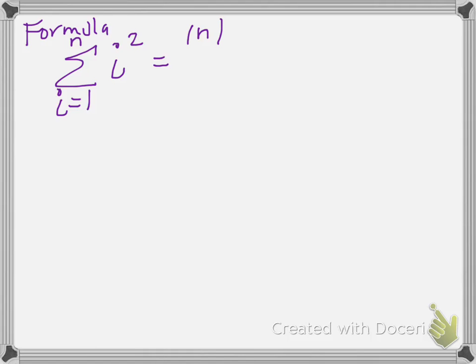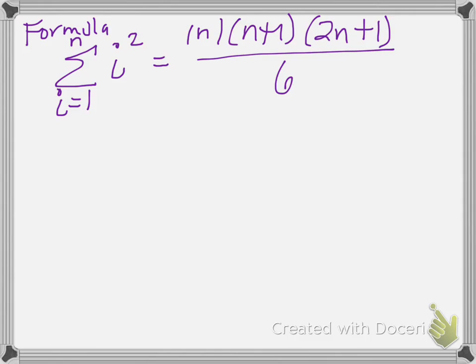N plus 1, and then 2n plus 1, all of it over 6. So this is just a 1 right there. N plus 1, 2n plus 1 divided by 6. So let's say you got an example.